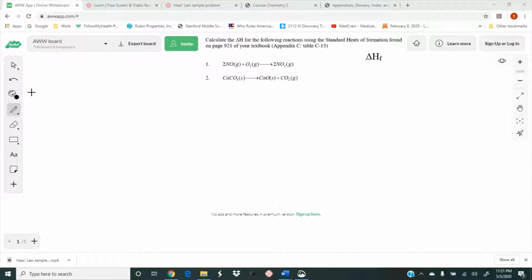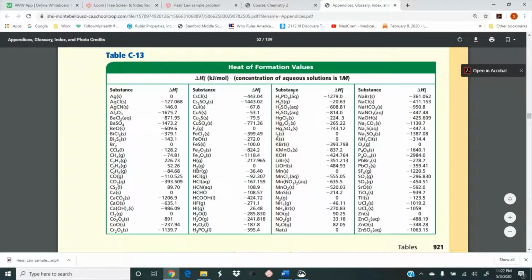But we do have other information. Other times we need to use Hess's law, but sometimes we have what we call heats of formation. Heats of formation are basically just the delta H of the process of making compounds from their elements. On page 921 of your textbook, in the appendices, which I also put out on School Loop, it's Appendix C, table C31, and it looks like this. This is heat of formation values for a select number of compounds.